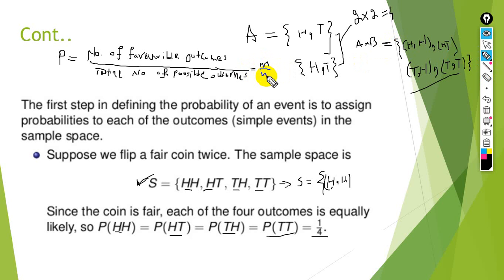So for example, I want to check the probability of HT. I want to find the probability of HT. So now our event is equal to HT, in this set we have HT. First of all you should check the total number of possible outcomes.